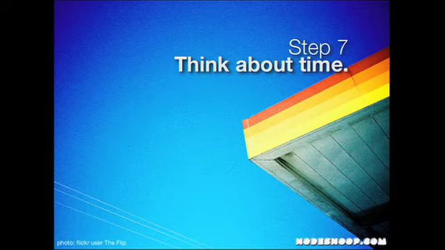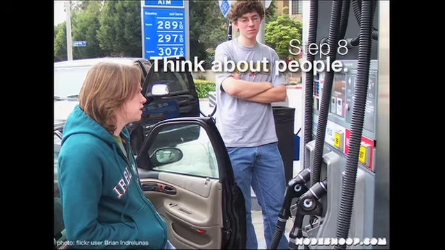So step 7, thinking about time. How much time do I actually have to distract my users? If it's at a gas station, maybe it's a minute, 2 minutes. At a barn, it could be multiple hours, right? So that's really important. Step 8 is thinking about people. So am I here alone? Am I here with my girlfriend who's mad at me because I'm looking at the application that I built, right? This happens a lot. So that's important.